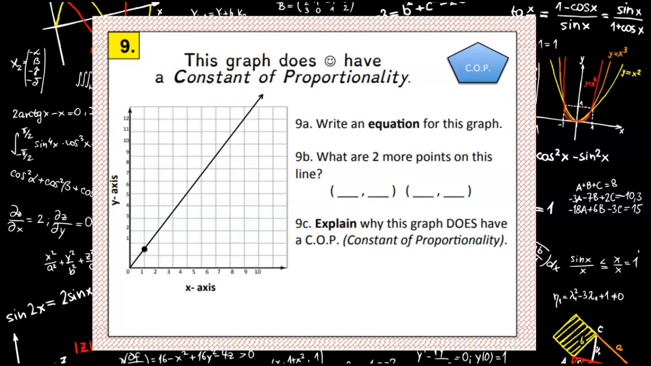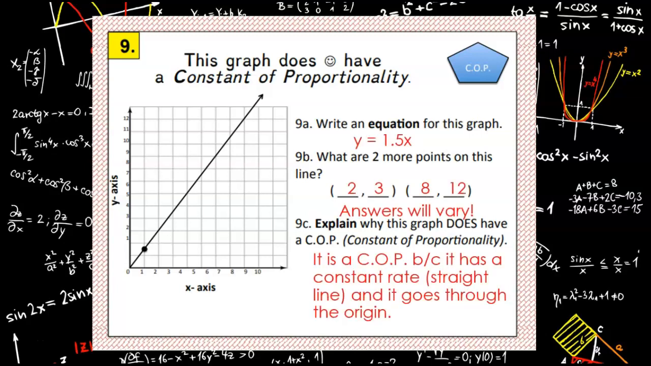All right, number 9. This graph does have a constant of proportionality. So I want you to write the equation. What are two or more points on this line? And then I want you to explain why it does have a constant of proportionality. Okay, so from the graph, I know that I don't have a plus b because it tells us it has a constant of proportionality. It also goes through the origin.